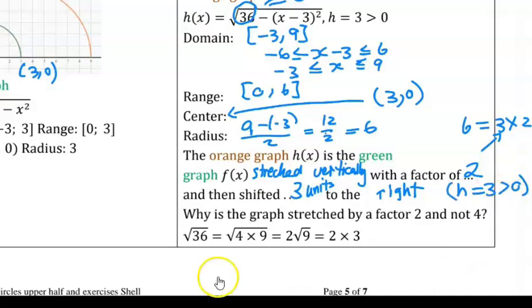So here I explained why the graph is stretched by a factor of 2 and not 4. Because 36 is that, it's 2 times what we had before.